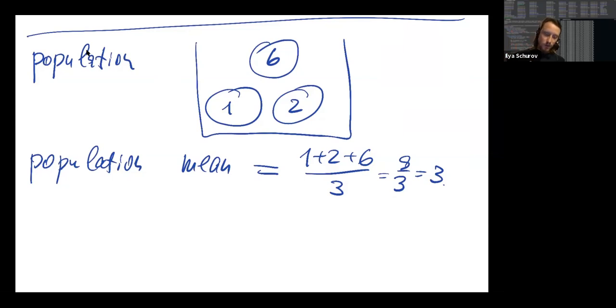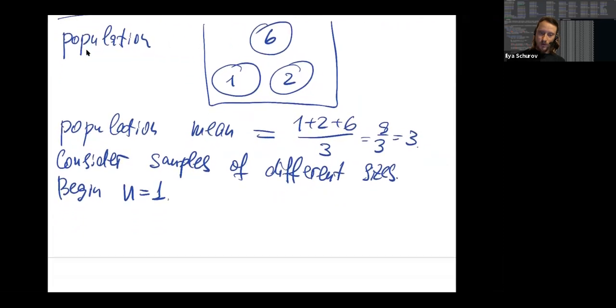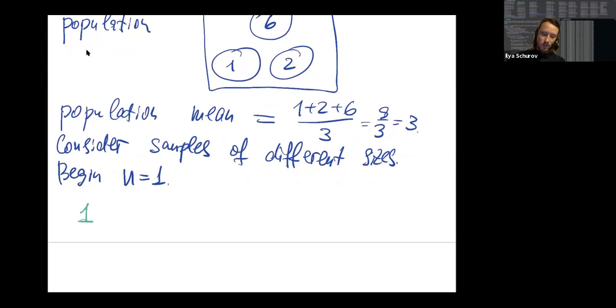So consider samples of different sizes. Begin with n equals 1. Which samples can I obtain if my sample size is 1? So how many different samples can I obtain if n equals 1? Three samples? Only three different samples, yeah. I can obtain sample 1, I can obtain sample 2, and I can obtain sample 6.